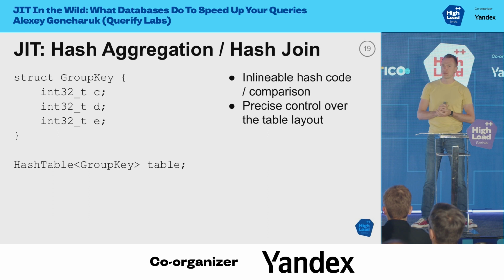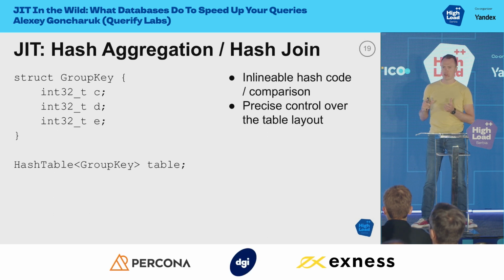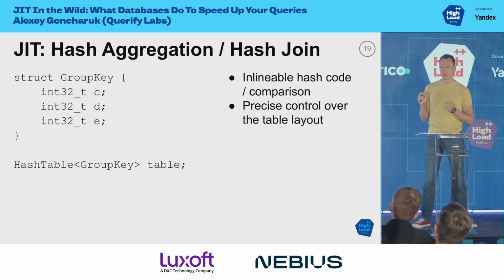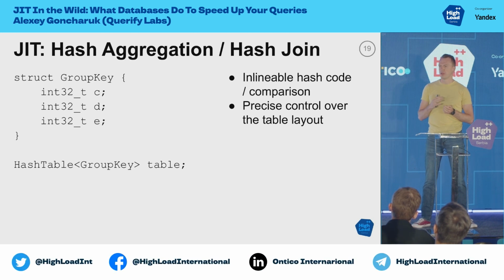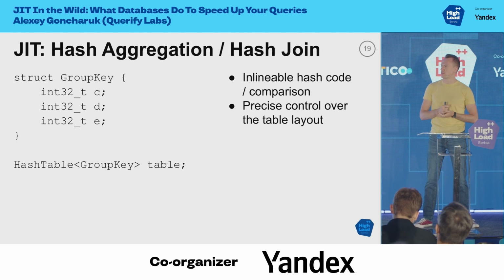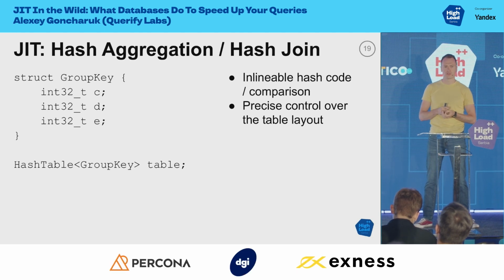What you can do instead is to generate a specific data structure. Here you can use a struct that contains all the group key fields, and use the struct, for example, as a template parameter of a C++ hash table to generate the optimized layout and optimized hash code and comparison operators for that particular query.